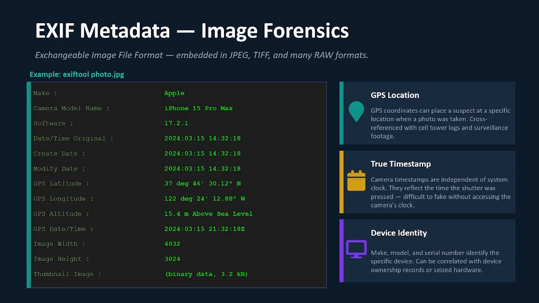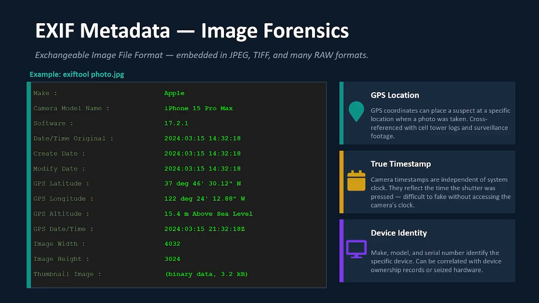So EXIF, or exchangeable image file format. This is on all sorts of images and videos. There's a tool that we will use called EXIF tool, which will be able to read metadata from more than just images, but it started out as being able to read and manipulate metadata on images. On photos, you can see everything from the make of the particular camera. In this example, it was taken with an iPhone 15 Pro Max running software version 17.2.1. It even has a GPS coordinate.